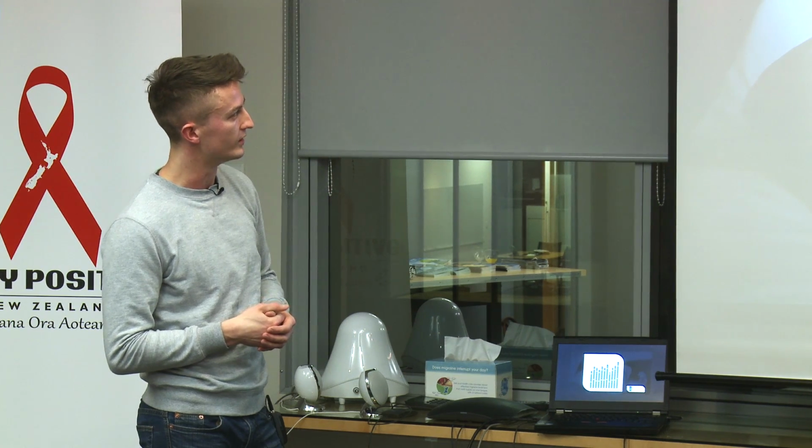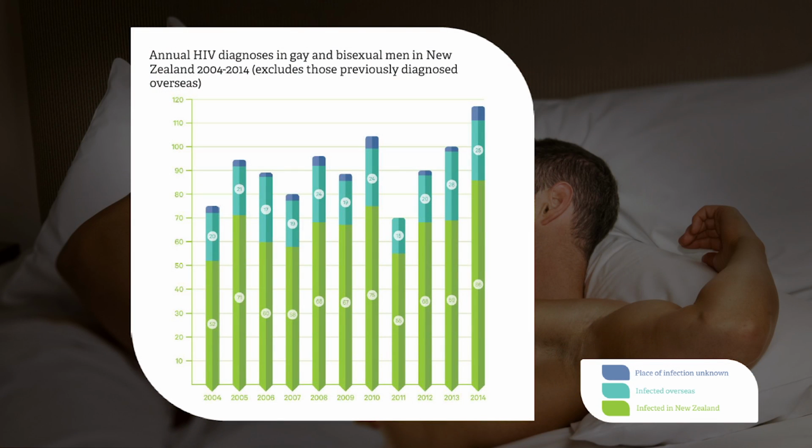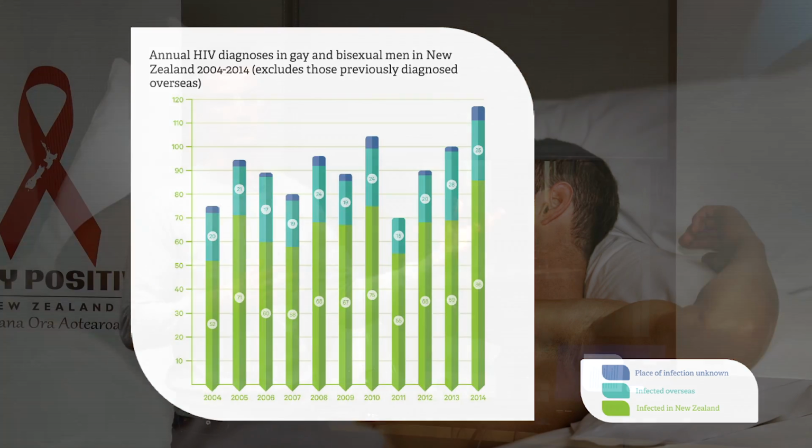And it's an increase primarily in those infected in New Zealand, which is the light green bar there, with the grass green bar, infected overseas, relatively stable over the last 10 years. And infected overseas would refer to those New Zealanders who were living overseas. Maybe they moved to London for a few years or to Australia for a few years. We'll also refer to those people who are citizens of other countries who maybe are here studying or here on a work visa who happen to be diagnosed here.